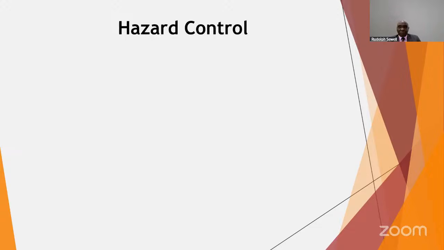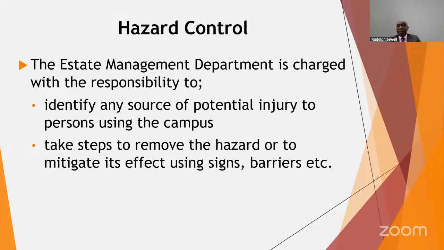Hazard control. We have electrical power on the campus. We have liquid petroleum gas distributed. We have high pressure water systems. We have a network of roadways. We have different hazards that can come up, drainage and so on. So the estate management department is charged with the responsibility to constantly observe and to identify sources of potential injury to persons using the campus. They are supposed to take steps to remove those hazards where they can, or to mitigate the effect where that is the better option at the time.